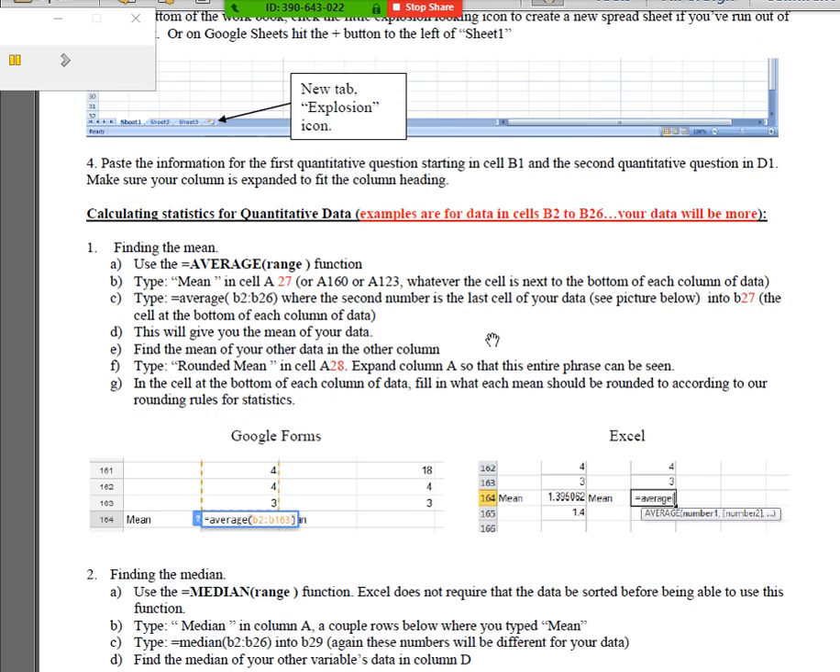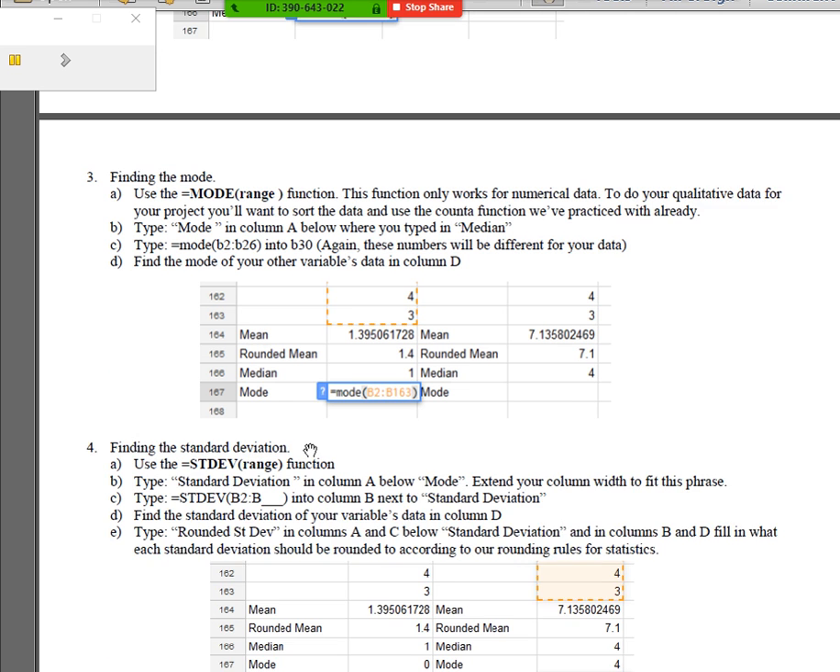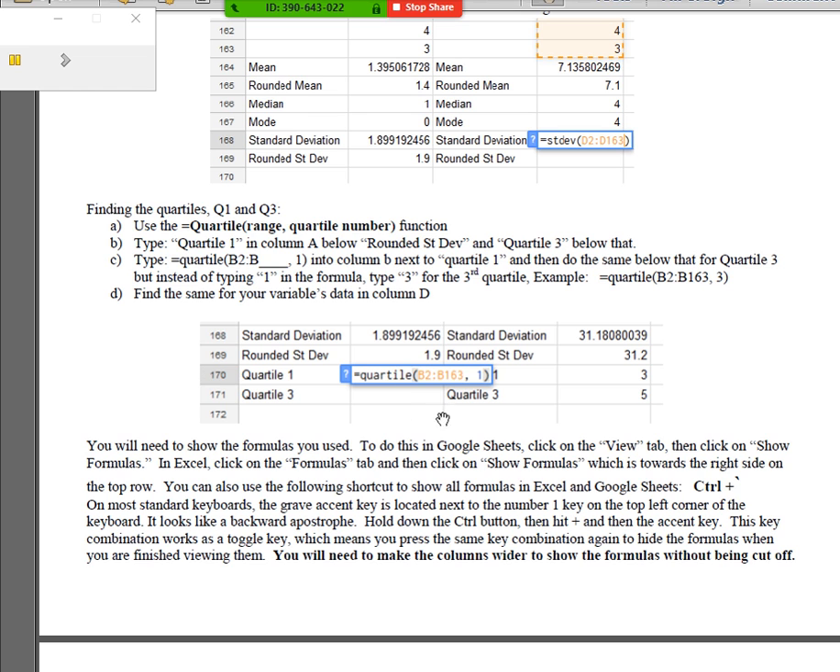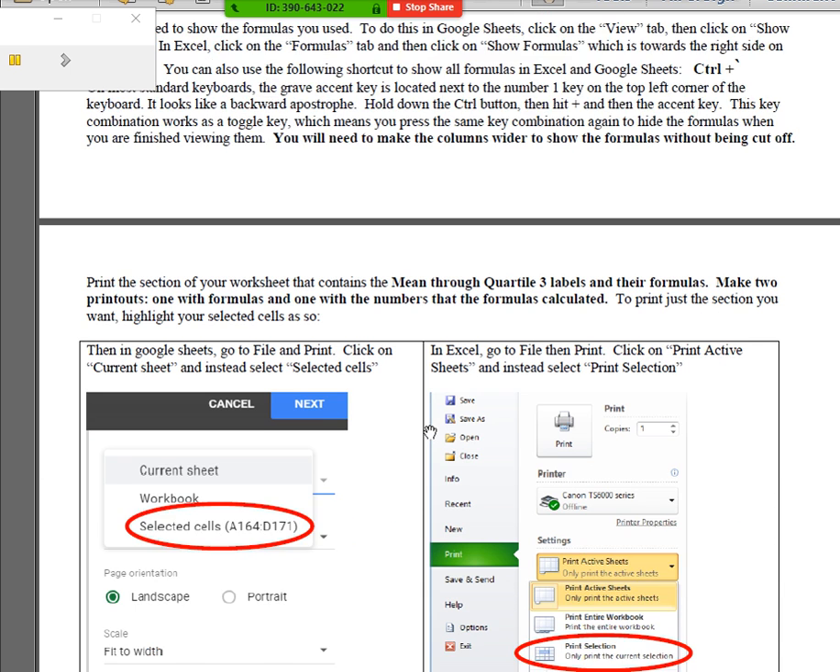You're going to find the median, the mode, standard deviation, and then you're going to round that to 1 decimal place, and just round it using rounding rules. And then quartiles, you'll find those as well. And remember the IQR is Q3 minus Q1, so you're going to need to find that also.